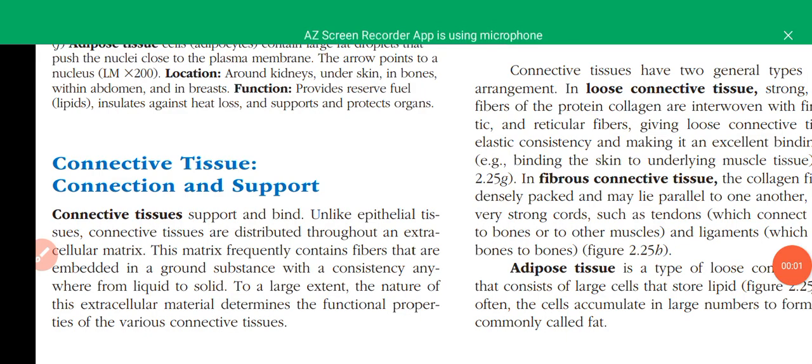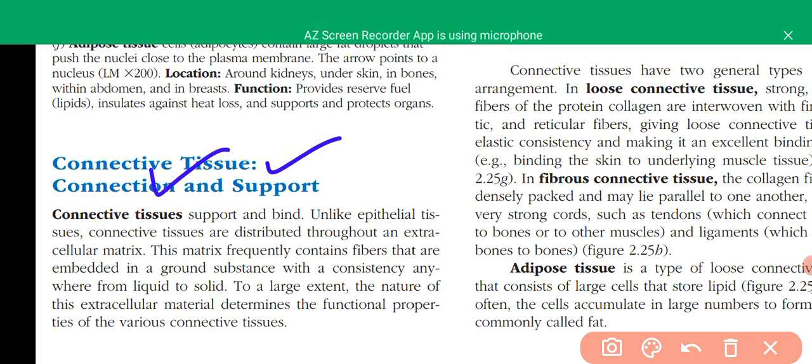Hello and welcome. In this tutorial, we are going to discuss connective tissue, the second form of the tissues. Connective tissues deal with connection and support. Connective tissues support and bind, unlike the epithelial tissues that are merely lining an epithelium or covering epithelium.